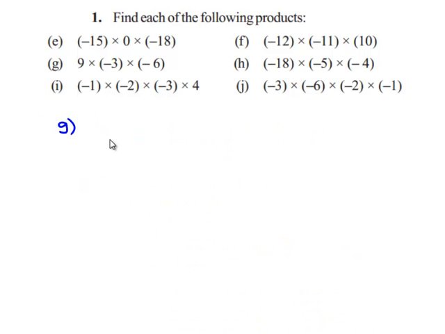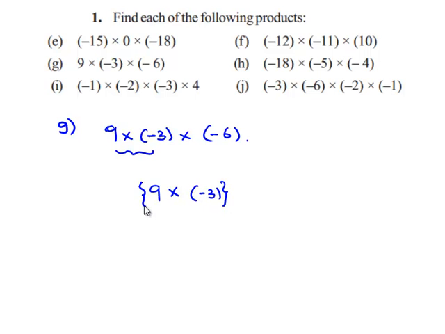We'll see the next bit. The question is 9 multiplied by negative 3 multiplied by negative 6. First, we'll group any two integers, that is, we'll group 9 and negative 3. That is, 9 multiplied by negative 3 grouped together, multiplied by negative 6.